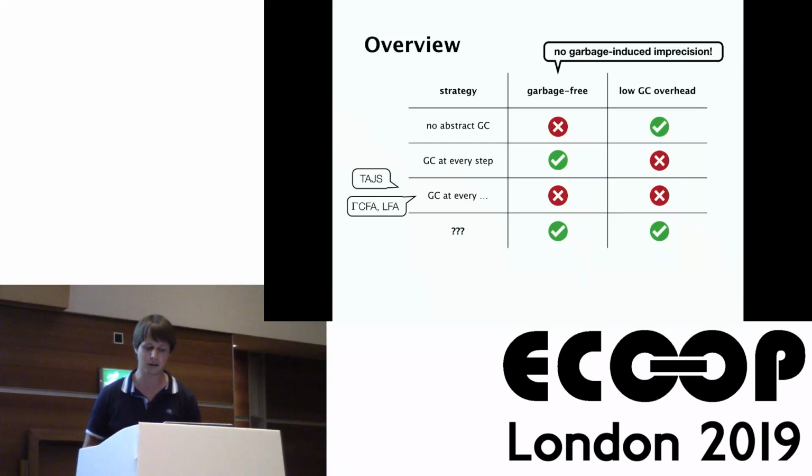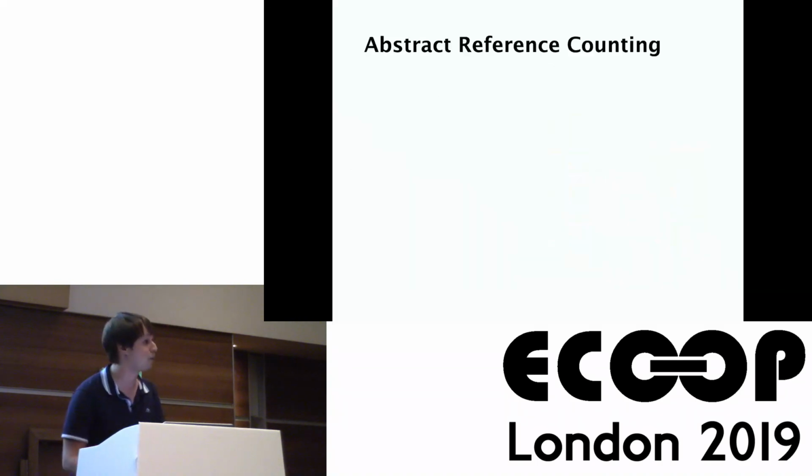And so what we're looking for in this work is something that can give us the best of both worlds. Something that can give us the full precision and performance benefits of garbage-free abstract interpretation without that significant cost in overhead. And for that, we propose abstract reference counting. So similar to how abstract garbage collection is the application of garbage collection to an abstract interpreter, abstract reference counting is the application of reference counting to an abstract interpreter.